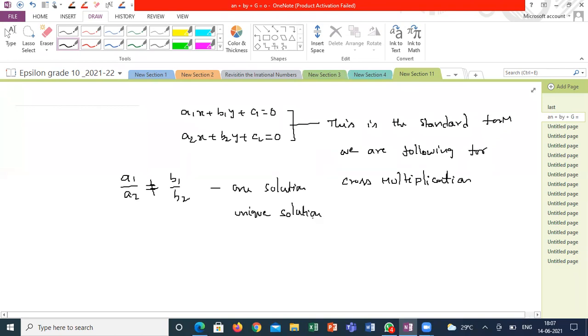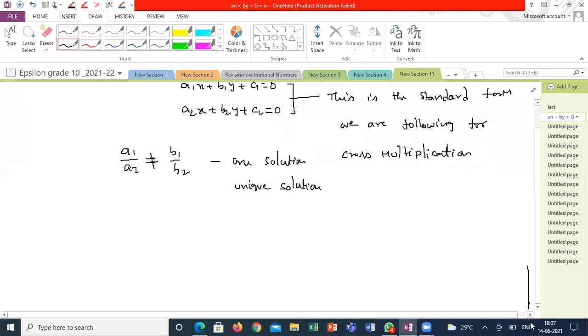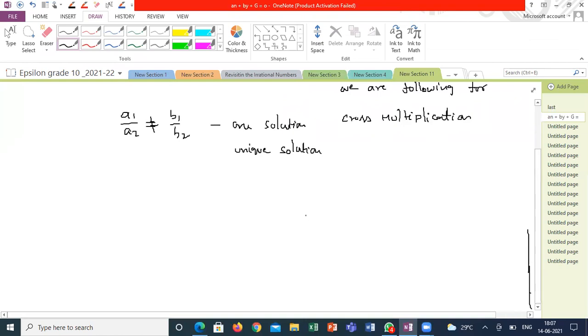So once we finalize whether it is one solution or unique solution, now we have to follow the cross multiplication method. So write the given equations in the standard form. The standard form equation is a1x plus b1y plus c1 is equal to 0, a2x plus b2y plus c2 is equal to 0. This is the standard form of the given two equations. This is a pair of linear equations where I have to calculate the unique solution. Whether it has a unique solution or not, I check in the beginning of the question itself.